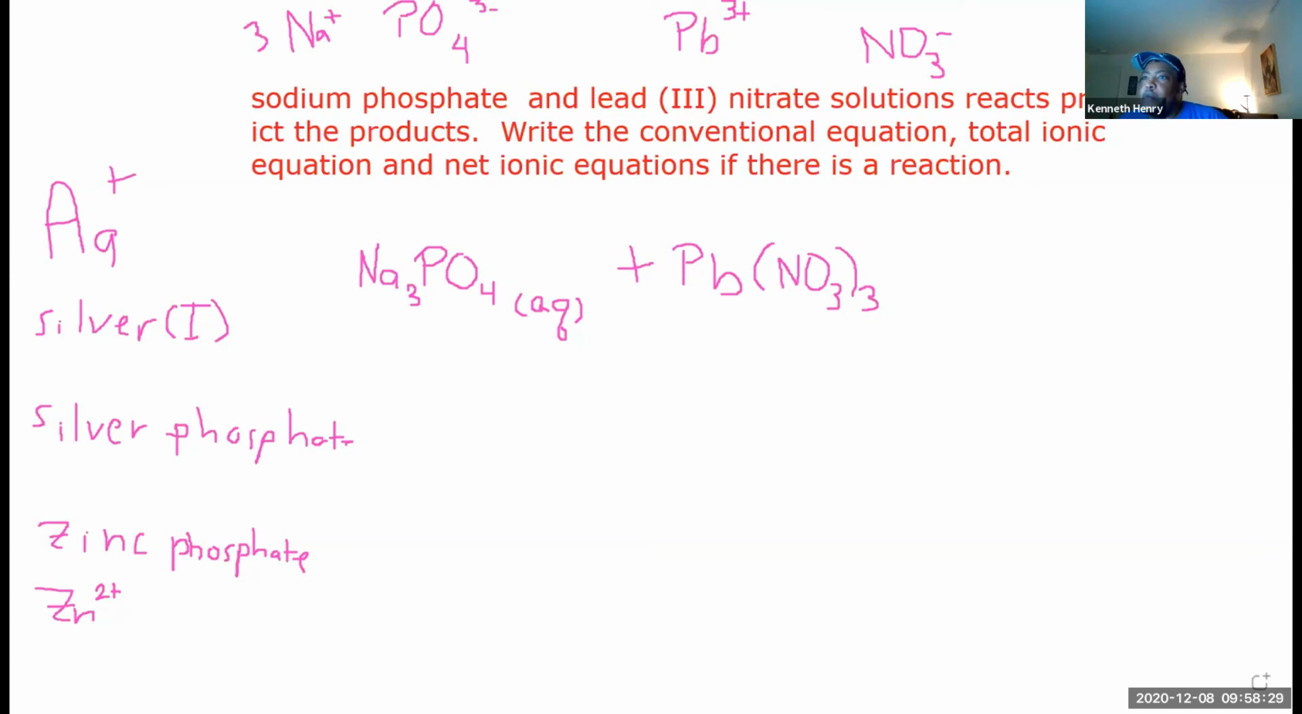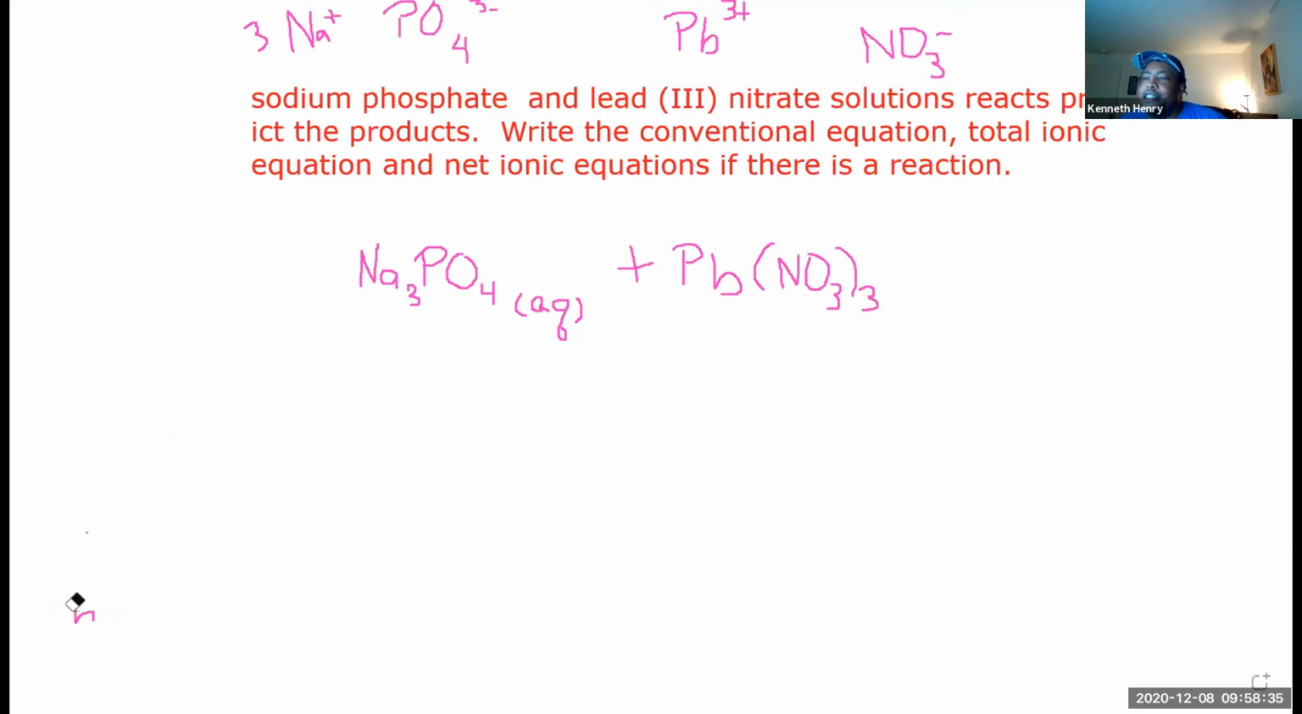Okay, so now we got this down. We got the first part. So what type of reaction is this? Anyone? Is it a single replacement? Probably not. Double replacement? It's a double replacement reaction, or what I like to refer to as a swingers reaction.